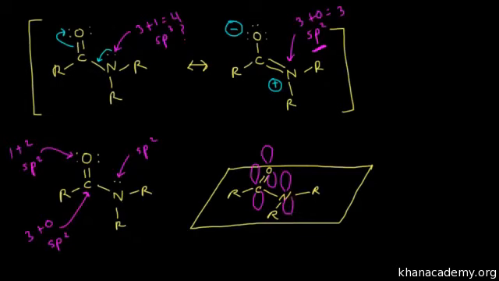So the electrons in my resonance structure are actually delocalized or spread out in these p orbitals, right? And the delocalization of those electrons from my resonance structure gives extra stability to this molecule. So an amide bond is actually very strong. And that's a good thing.